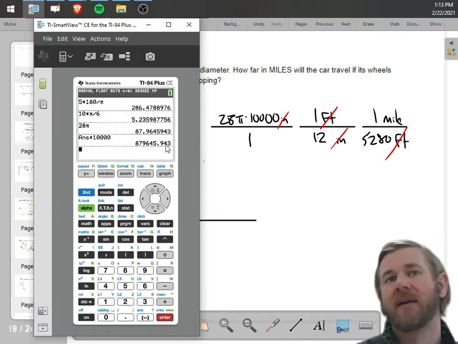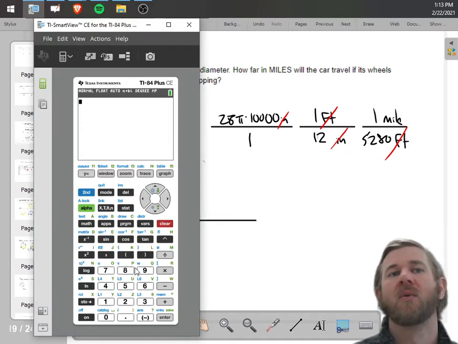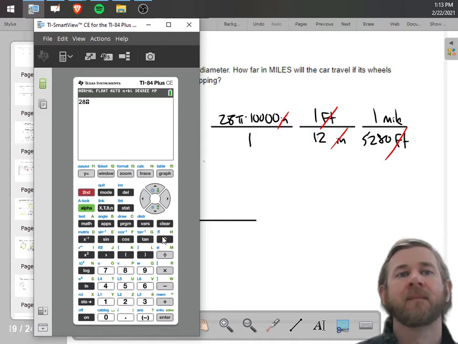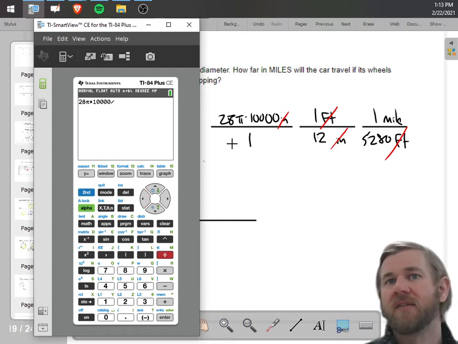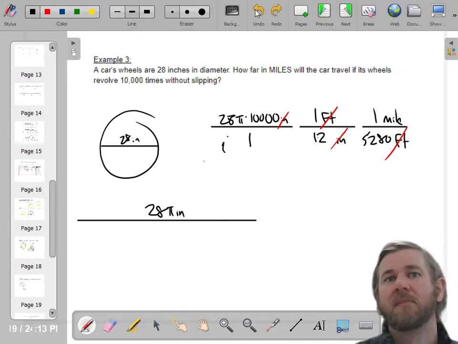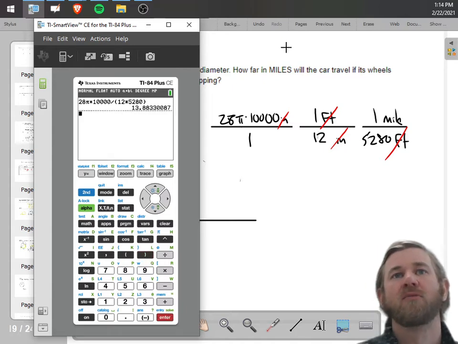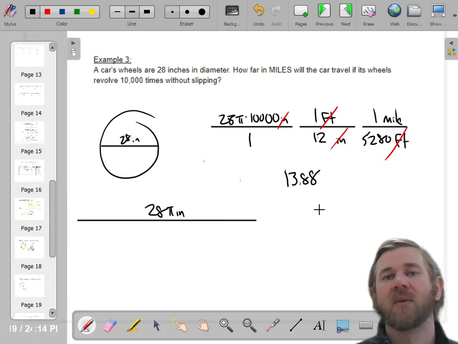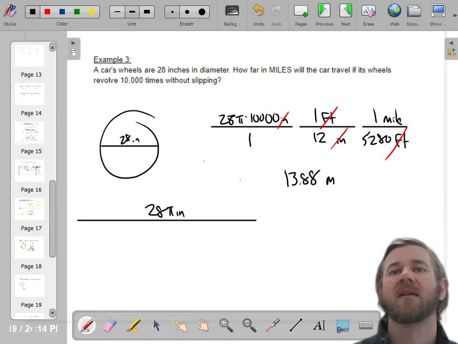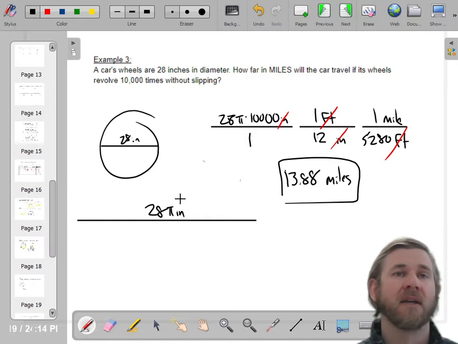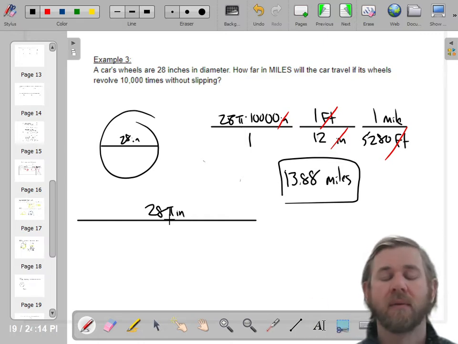So I have to type it all in now. Well, I've done the top. It's that. But I'm going to do it all in one so you can see. 28 pi times 10,000, divided by, and here's where you've got to be careful. All of this stuff in the denominator needs to be in parentheses, because order of operations says you need to simplify that first in order for this to work out correctly. So you get 13.88. 13.88 what? Miles. 13.88 miles. Okay, so if it goes around 10,000 times, you'll go just under 14 miles.